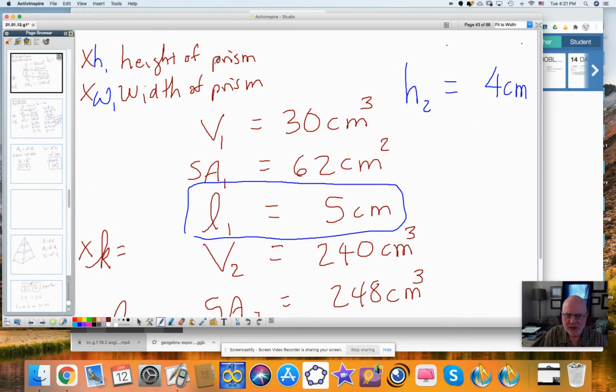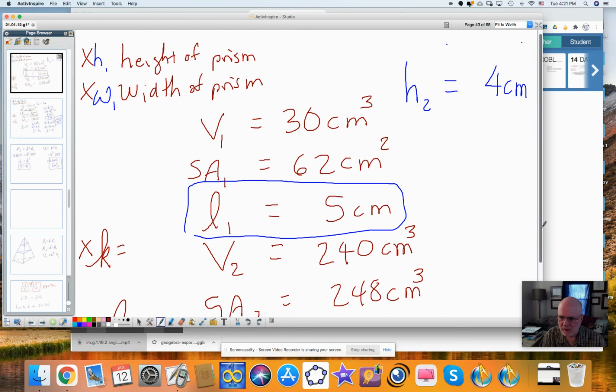They asked me, do you know the height of the original prism? No. Do you know the width of the original prism? No. Do you know the volume of the original? Yeah, I know the volume. Do you know the surface area? Yeah. Do you know the length? Yeah, I know the length of the original. It's this much. Do you know the volume of the second one, of the dilated version? Yeah. And with these two volumes, I could find the K. Someone asked me, do you know the scale factor? No, I don't know that. I was not given that information.